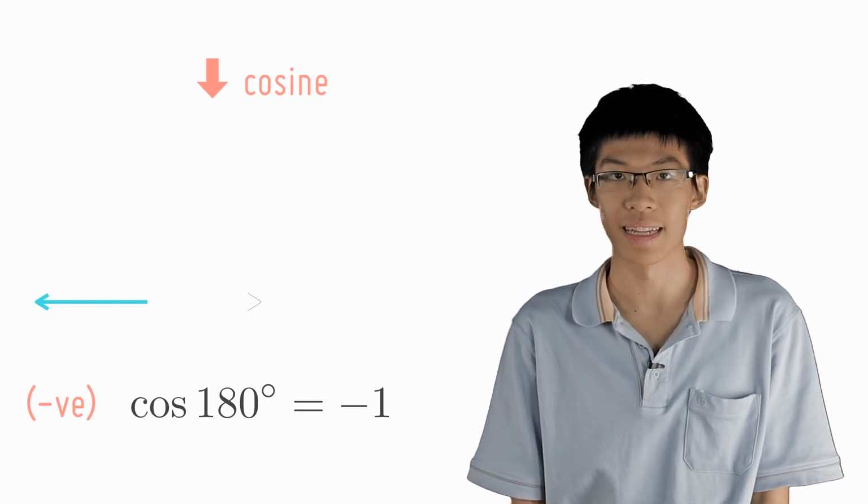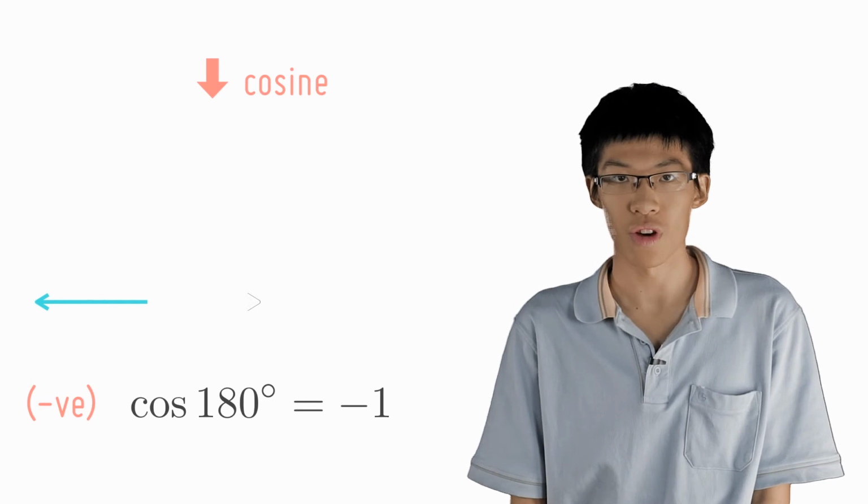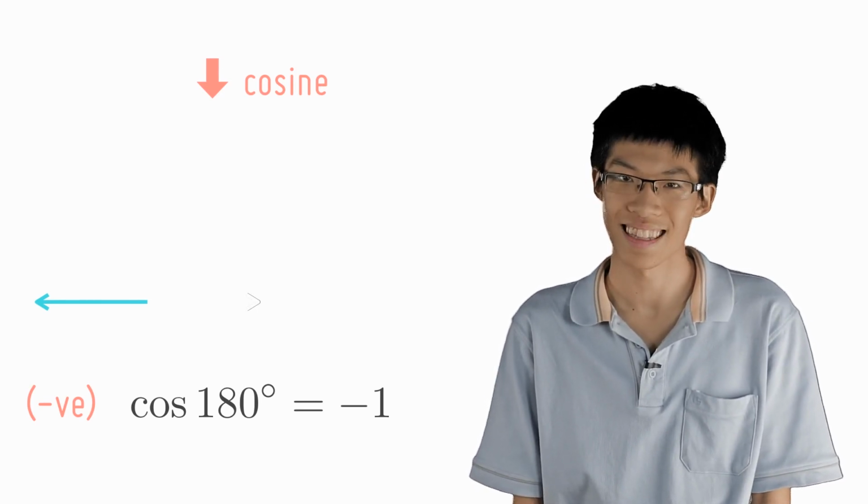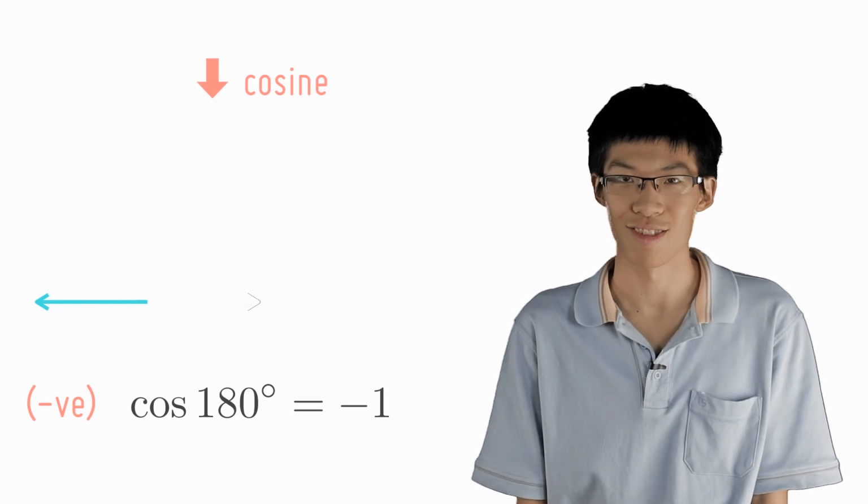We now have a number that tells us the direction. But who thought of using this weird function called cosine to produce positive and negative numbers that indicate direction? How does cosine do its magic?